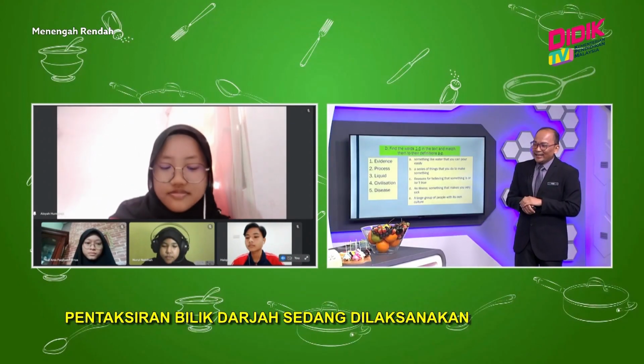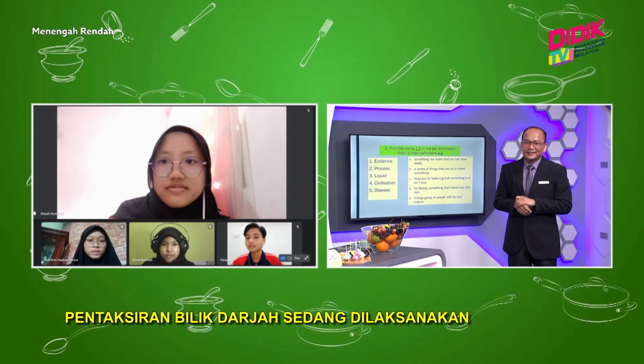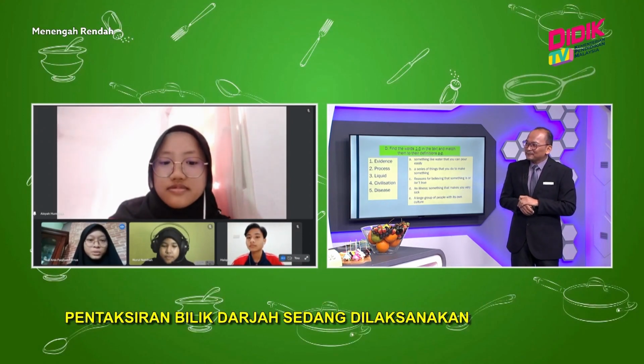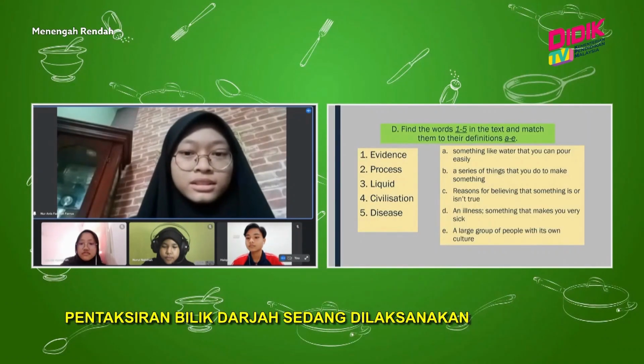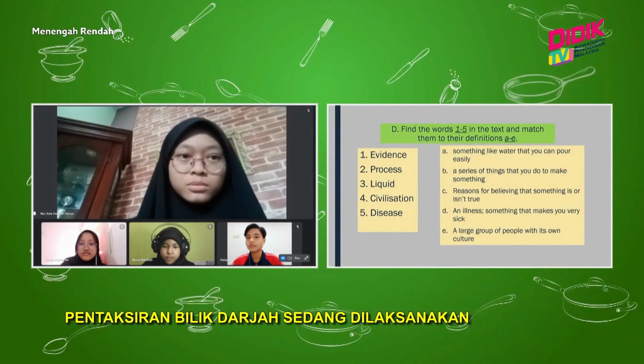Okay. Now let's go to the third word. We would want Anis. Anis? 3, liquid. Something like water that you can pour easily. Okay. So A, something like water that you can pour easily. Okay, well done to you.